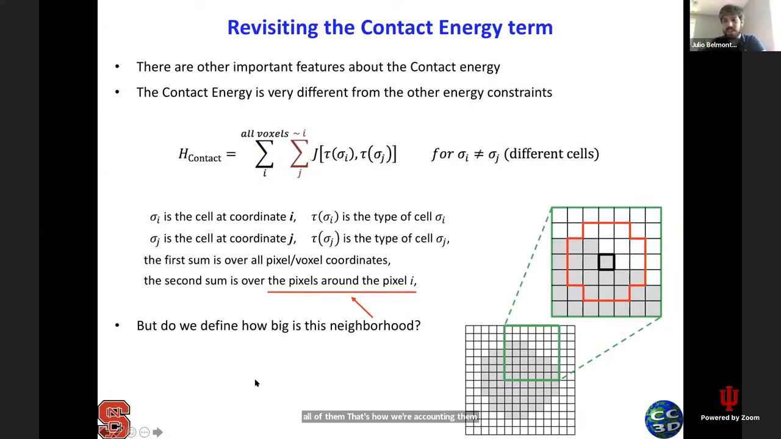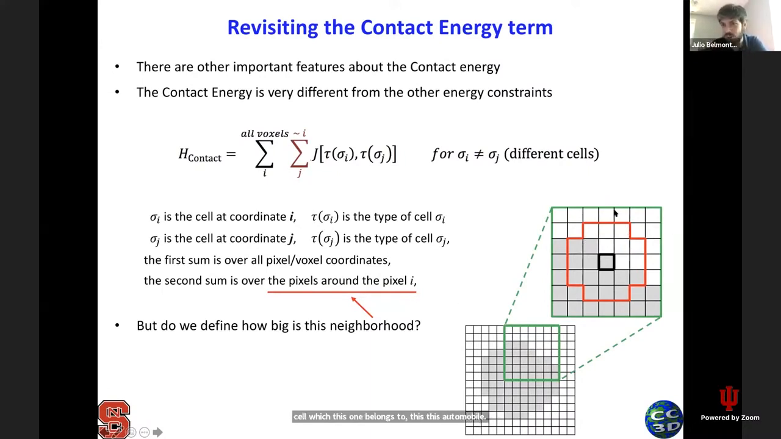So in this way of specifying the contact energy term, i and j are, so i is the pixel at this coordinate, j are the pixels around it, at these other coordinates. Sigma here is the ID of the cell, so it specifies either the gray cell or the white cell, and this tau here is going to be the type of cell which this one belongs to, this other one belongs to.